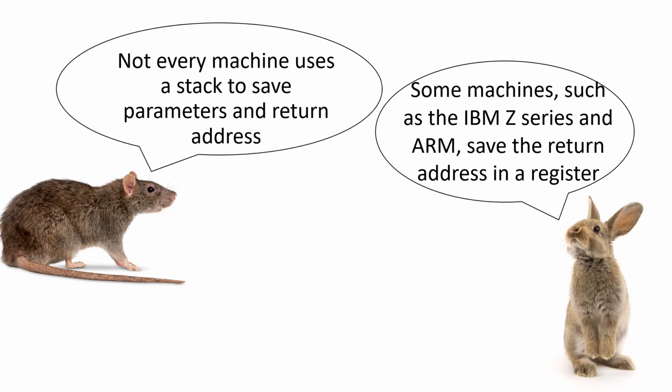Not every machine uses a stack to save parameters and return addresses. Some machines, such as the IBM C series and the ARM processor, save the return address in a register, usually register R14, and then some RISC machines use a sliding register stack to save the information in the registers.